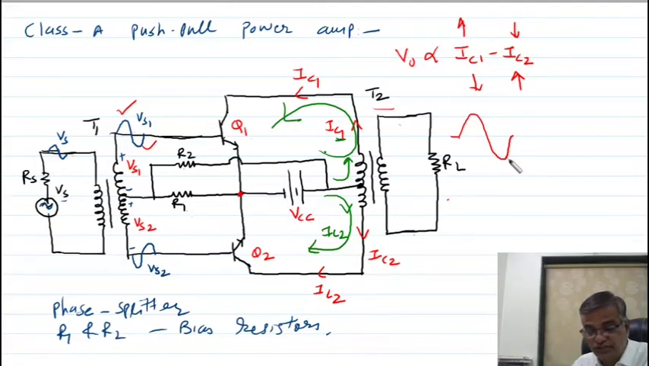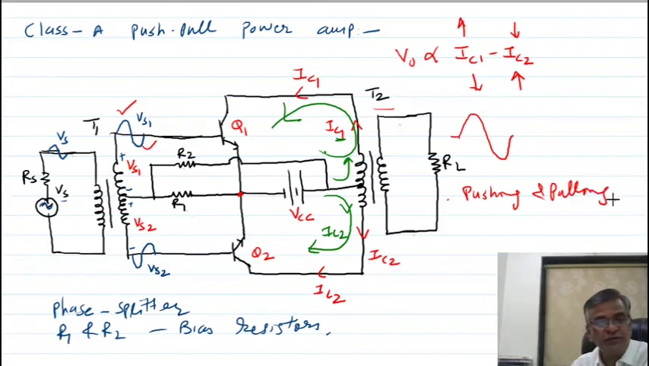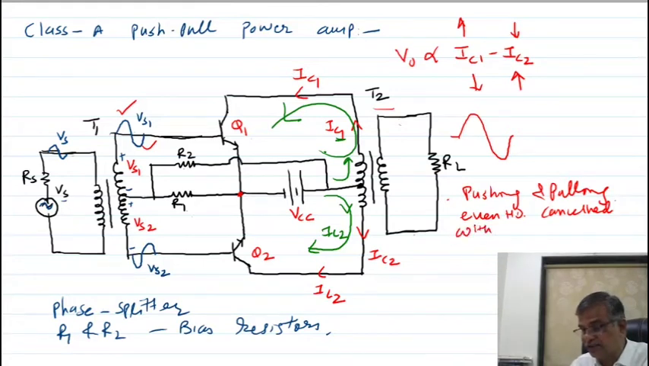So this is called pushing and pulling nature of the circuit. One time this current increases, second time this current increases. So due to such pushing and pulling nature of the circuit, even harmonic distortion is cancelled without increasing odd harmonic.